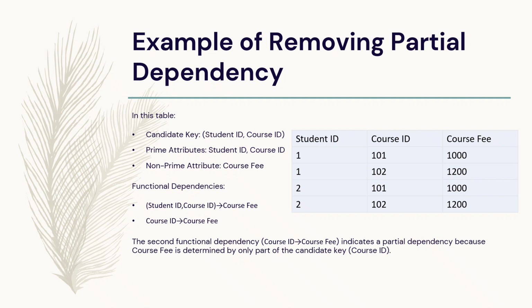So let's find the functional dependencies. Course P depends on student ID and course ID. This is the first functional dependency. And the second functional dependency is course P depends on course ID. The second functional dependency indicates a partial dependency because course P is determined by only part of the candidate key, course ID, not by the student ID.